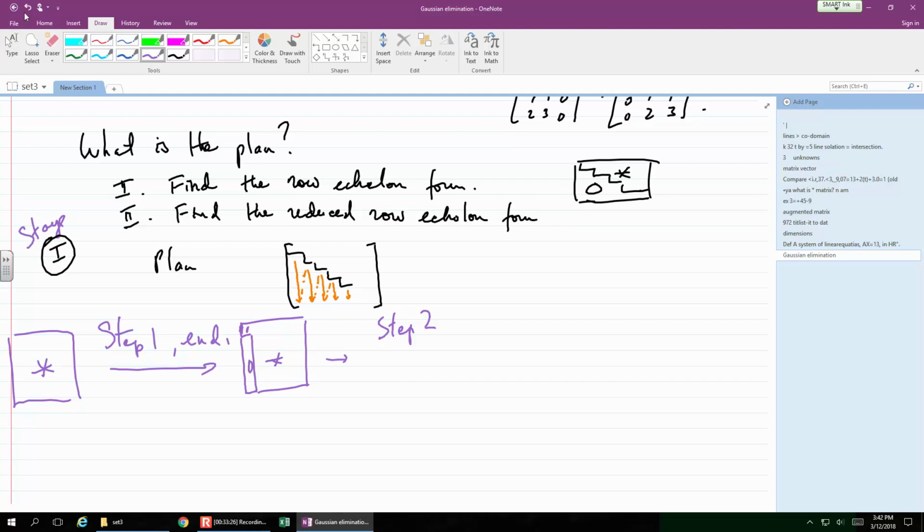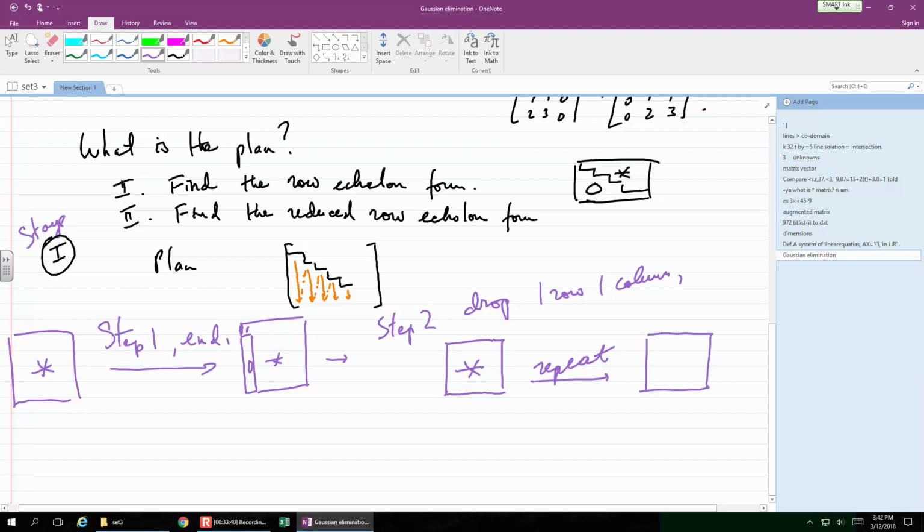No, that's right. I was right. So drop the first row, first column, and then repeat. Repeat step 1. So once again, you will end up with this: 1 followed by zeros.